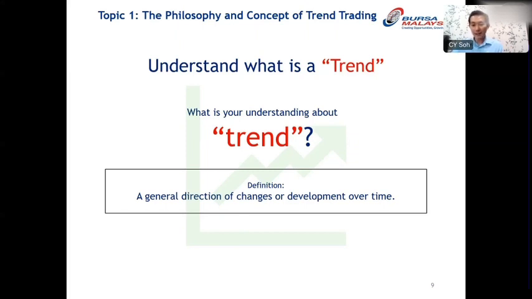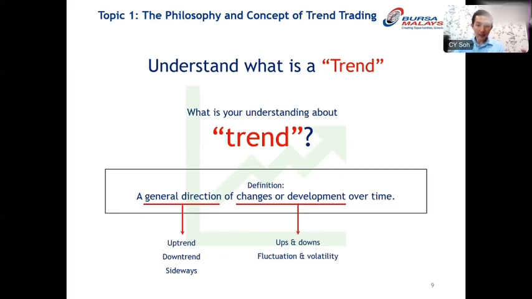So let's highlight the keywords here. The first would be the general direction. Of course, in trading we have uptrend, downtrend, as well as sideways. We have changes or development. Meaning here there will be ups and downs, and in other words we call it fluctuation or volatility. When you understand fluctuation and volatility, you will tend to manage risk. Risk management becomes your priority. You will not have so much anxiety when the market fluctuates. And lastly, the final keyword here is time.